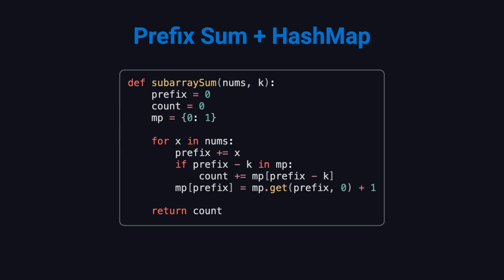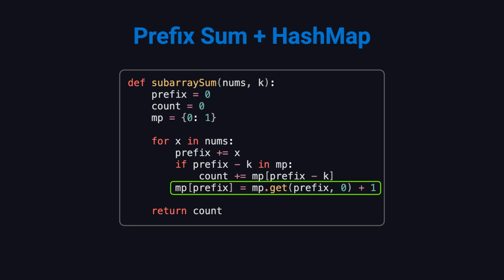The Python implementation of this algorithm is actually quite simple. We create a hash map that stores how many times each prefix sum occurs, and we initialize 0 to 1. Then, we iterate through the array while adding to the prefix sum. Each time, we check whether prefix sum minus k exists in the hash map. If it does, we add its count to our answer. After that, we add the current prefix sum into the hash map.